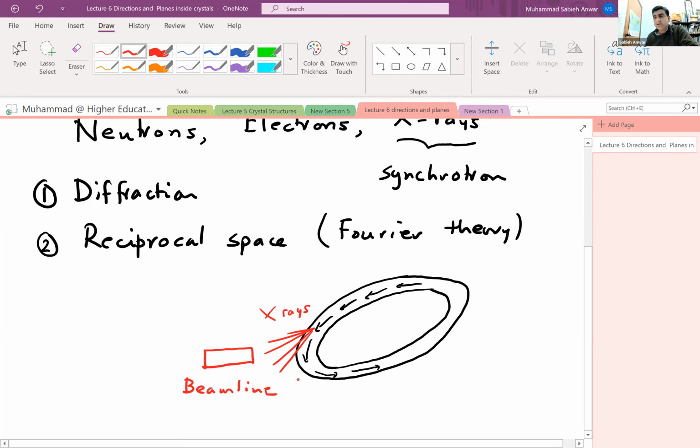There is a synchrotron in India and there's one in Jordan, which is called the Sesame, in which Pakistan supposedly should be involved in a particular beamline.